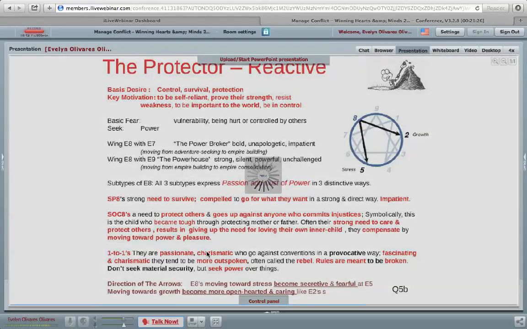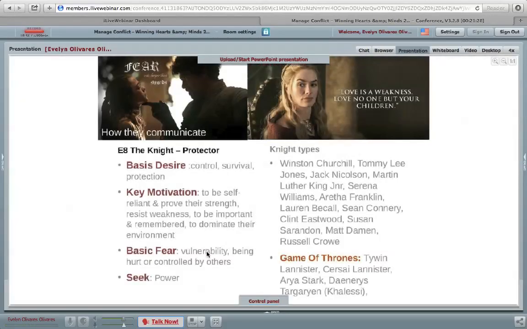So some examples of the 8, remembering on the left-hand side there, check your answers to make sure they're correct. Other examples of the 8: Winston Churchill, Tommy Lee Jones, Jack Nicholson, Serena Williams, Aretha Franklin, Sean Connery, Clint Eastwood, Susan Sarandon, Matt Damon, and Russell Crowe. If you're into Game of Thrones, Tywin Lannister and Cersei Lannister are 8s, but they're dark 8s, they're in shadow. Whereas Arya Stark and Khaleesi, they're light 8s.